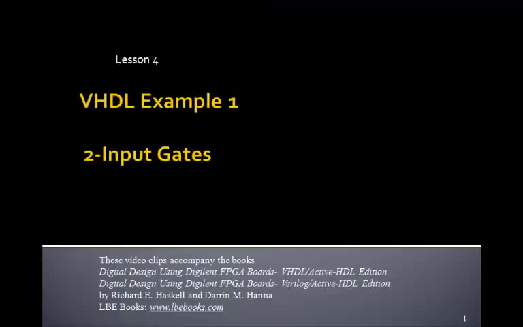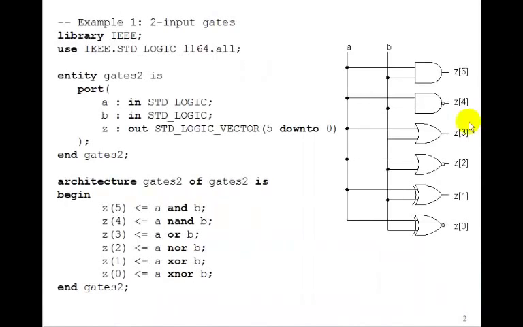This is lesson 4, and in this example we'll write our first VHDL program and implement it on an FPGA on the Nexys 2 board. The problem that we'll do is we'll implement these 6 gates: AND, NAND, OR, NOR, exclusive OR and exclusive NOR, and we'll have these 2 inputs A and B.